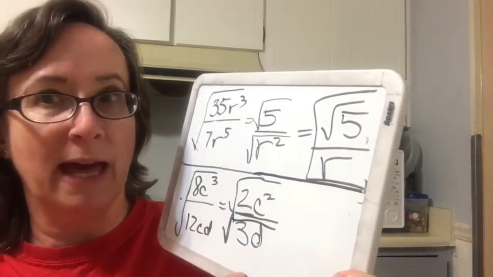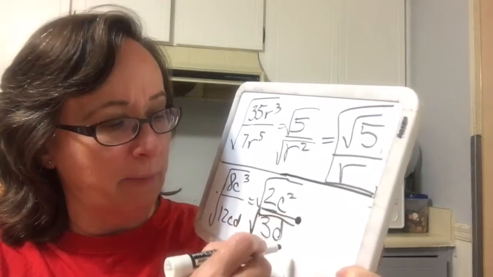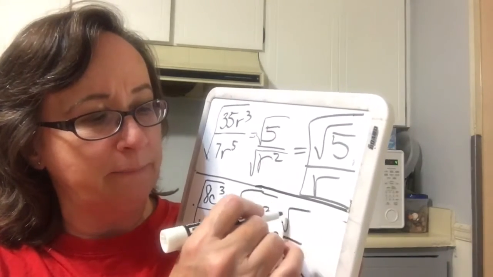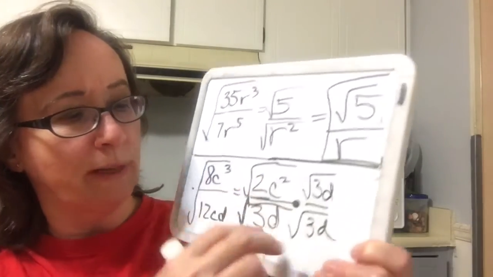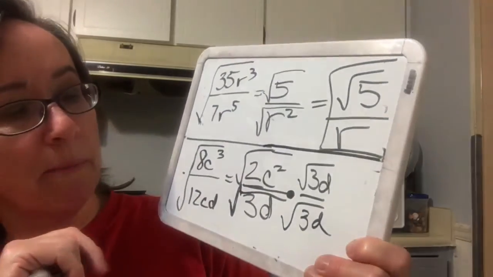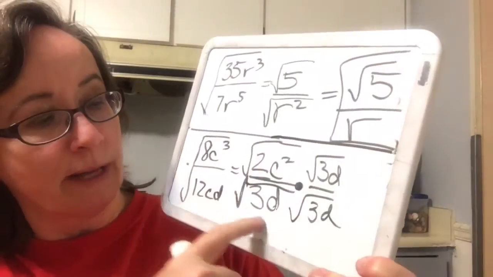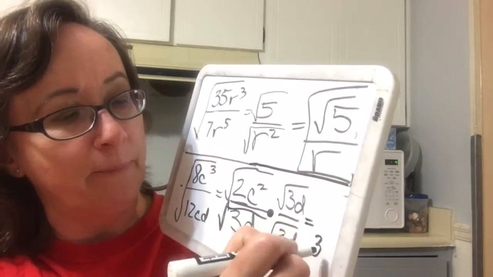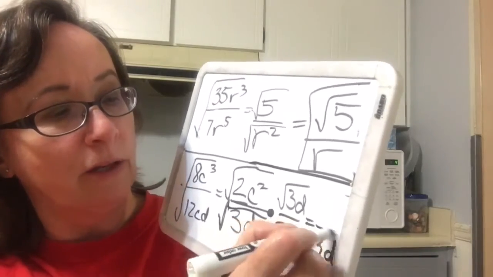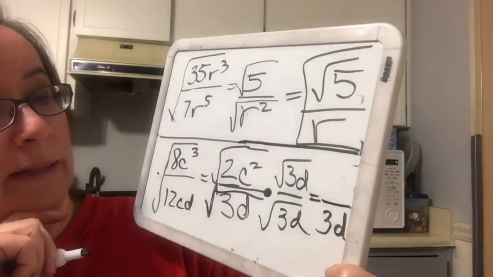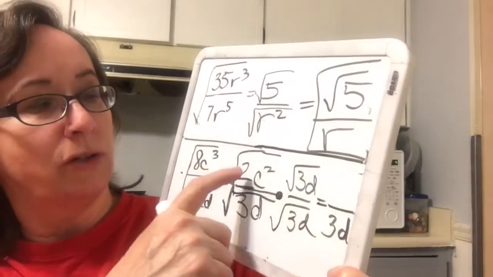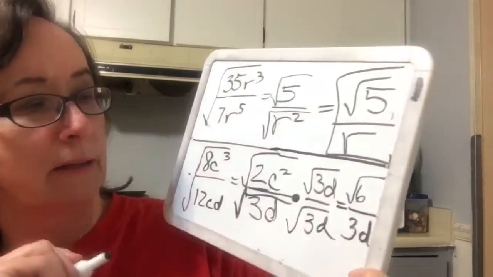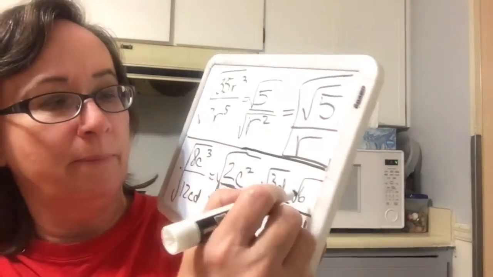And I'm going to make that multiplied by the square root of 3d, so I always have to multiply by 1 to get rid of my radical in the denominator. So now the square root of 3d and the square root of 3d multiplied together gives me a 3d. In the numerator, I wind up with a 2 times 3, or a square root of 6 c squared d.